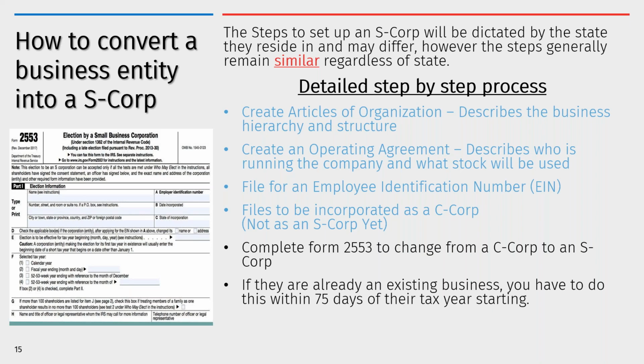And then lastly, we have files to be incorporated as a C Corp, not as an S Corp yet. Functionally from your end, this doesn't really need to be listed as we're filing for C corporation status. I just wanted to make it clear with this bullet point that we're not filing to be an S Corp yet. This is going to be the second step, taking this to an S Corp.